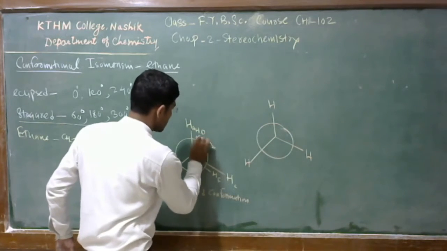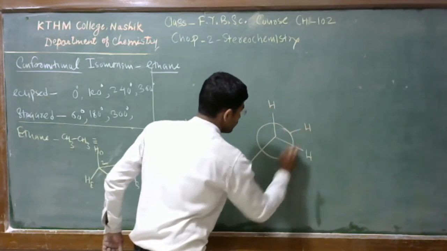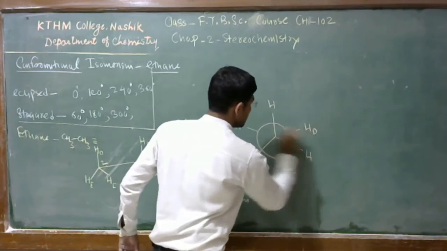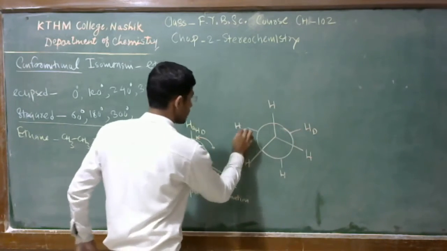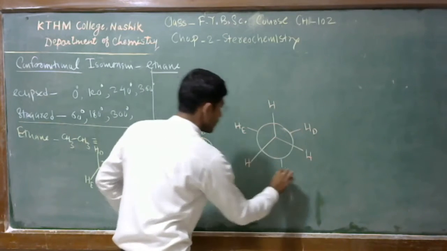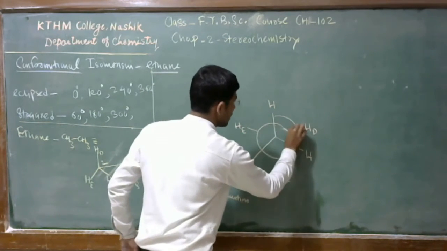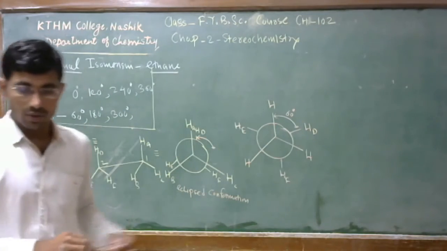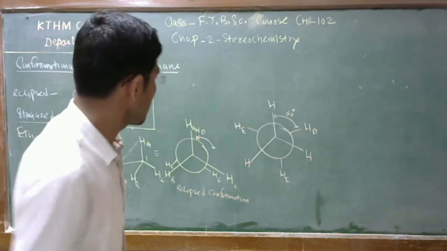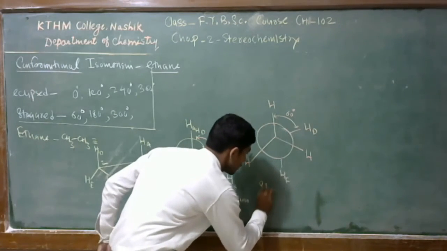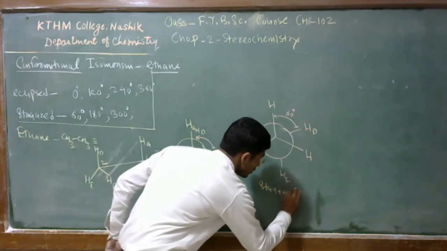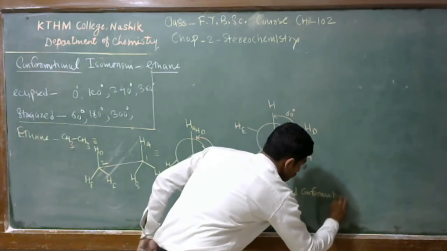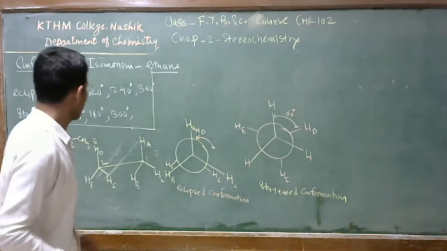By angle 60, HD, HE, HF, okay, angle 60 rotation. So this is the second conformation that is possible for this molecule, staggered conformation. So eclipse and staggered conformation.